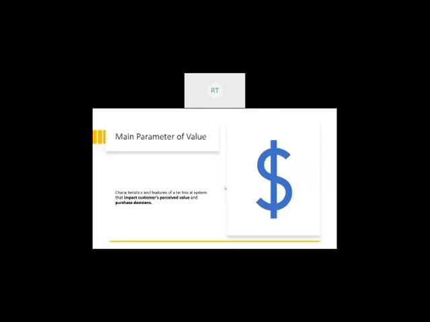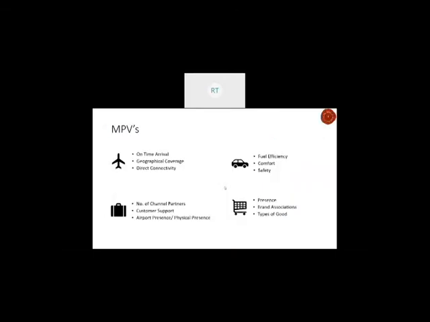Let's look at a few examples of the main parameters of value for different industries. I have intentionally tried to bring in the service industry here as well, slightly. So let's say we're talking about the airline industry, what can be the main parameters of value?